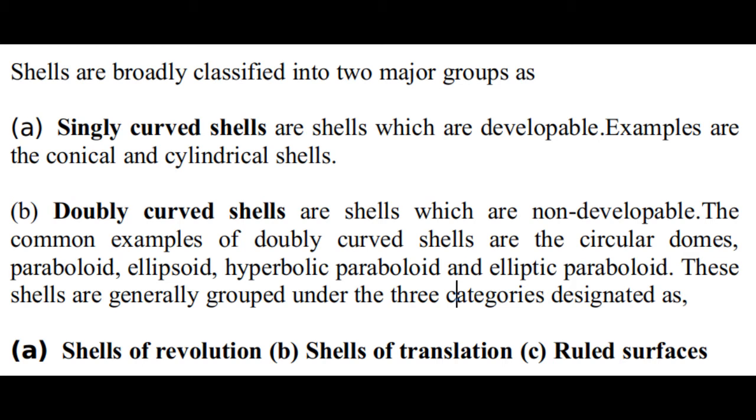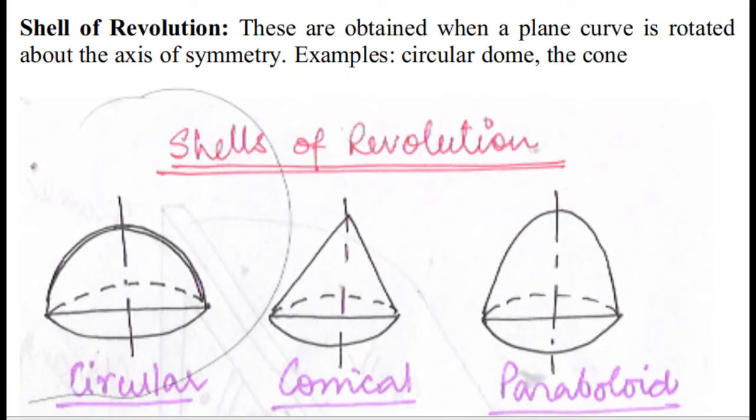Doubly curved shells are those which are non-developable. Common examples are circular domes, paraboloid, ellipsoid, hyperbolic paraboloid and elliptic paraboloid. These shells are further grouped under three categories. Number 1, shells of revolution. Number 2, shells of translation. And number 3, ruled surfaces. So now let us have a look at their details. That is, what are shells of revolution?